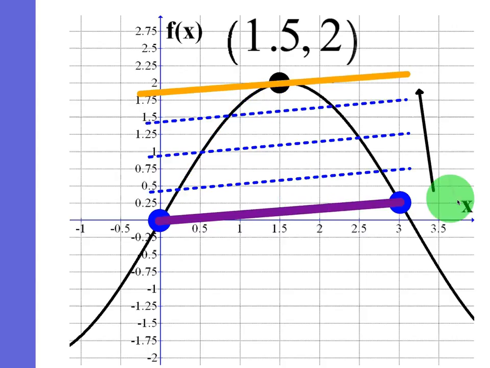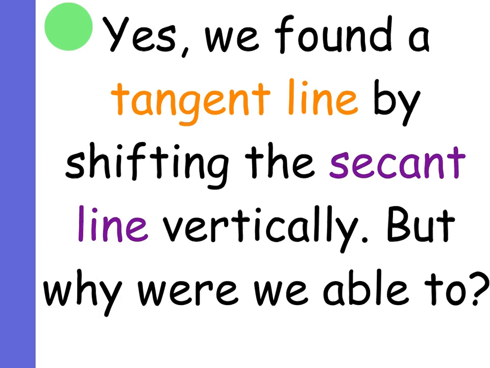Now, here's what I like to show my students. If we take this secant line and move it up, and in fact, I can do that right now, or visually, let's take this purple line and move it up. Okay, so it goes up, and this dotted blue line is kind of a transition. Eventually, it will become the tangent line of some point on this graph. So this orange line is the tangent line at (1.5, 2). We can see it has the same slope as this secant line as we moved it up or down depending on the graph. So the answer is yes, we did find a tangent line by shifting the secant line vertically. But why were we able to do that?